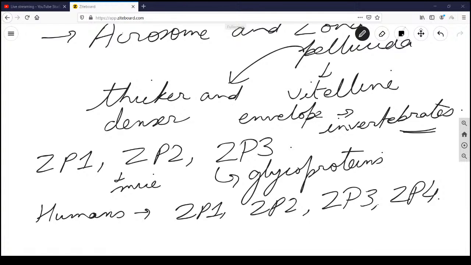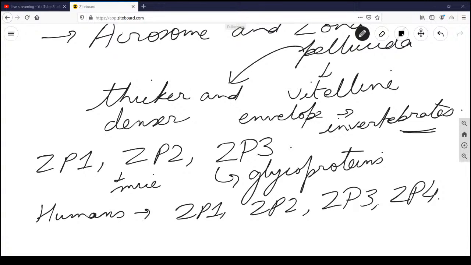So in mammals, it is not the tip of the sperm head that makes contact with the egg after this acrosomal reaction. That happens in the case of sea urchin. But always know, in the case of mammals, it is the side of the sperm head that makes contact with the egg.